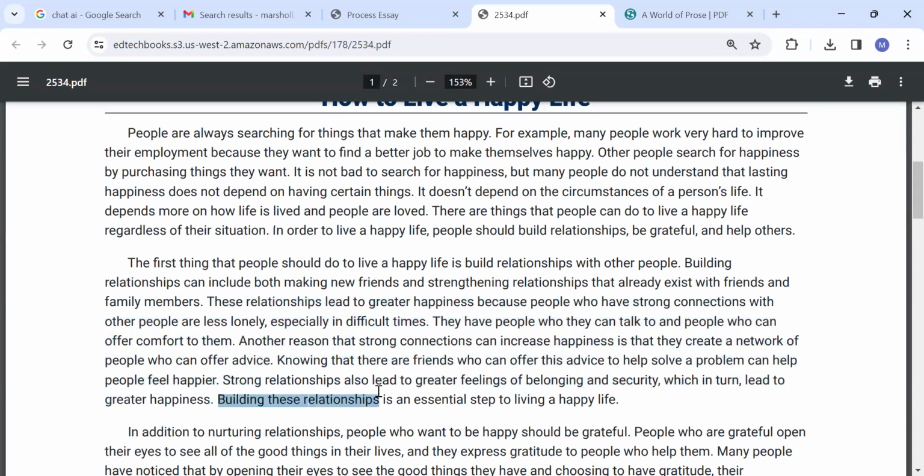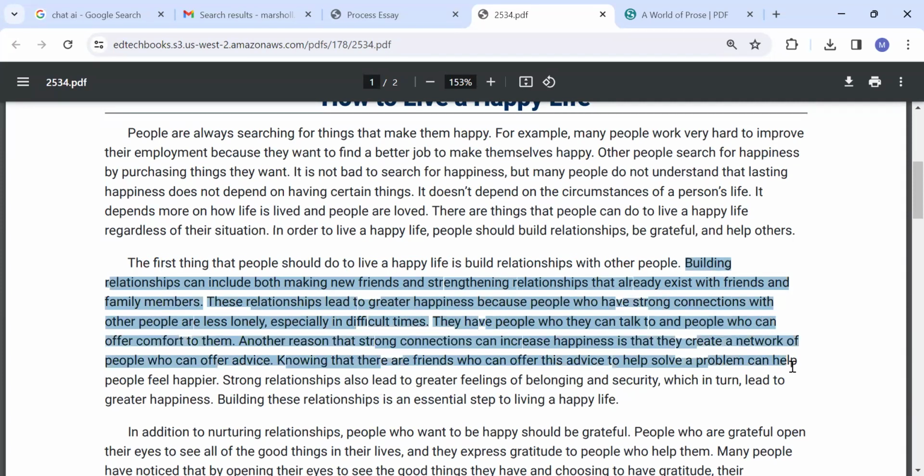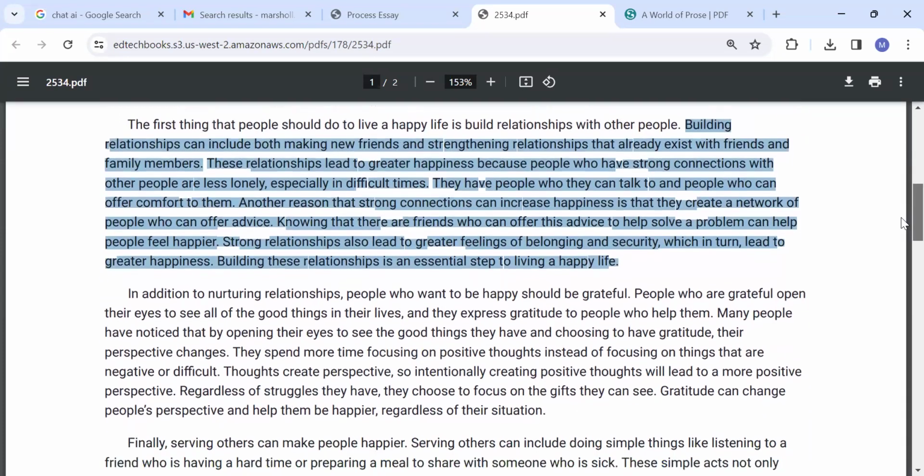Then we have our concluding statement. Our concluding statement is where we're going to repeat what we just stated in this paragraph. So building relationships is an essential step to living a happy life. So just to go over that checklist of sentences, we have our topic sentence. Then we have our explanation of the steps and the reasons why it is important for these steps to be followed accordingly. And lastly, we repeat what the step that we were looking at in that paragraph is.